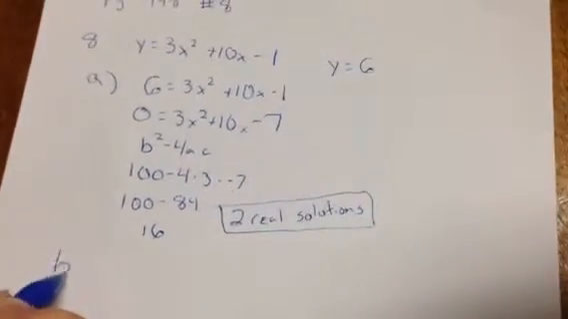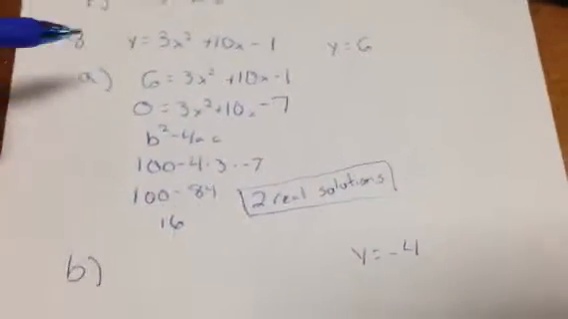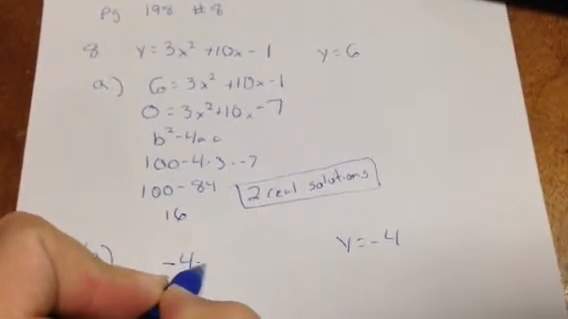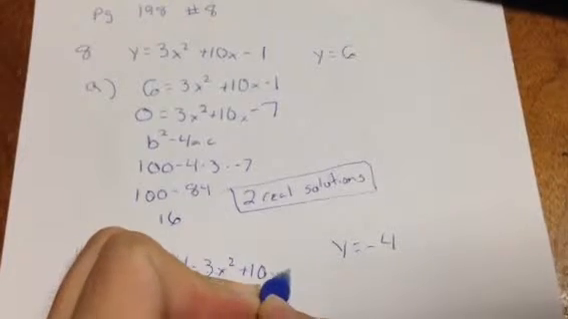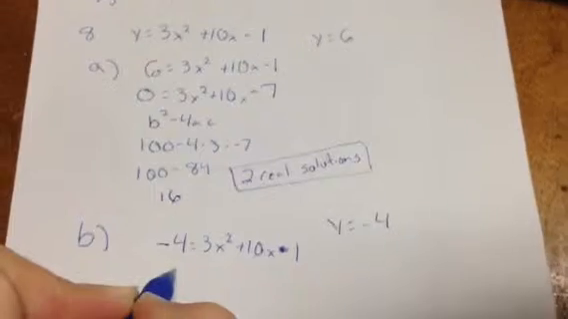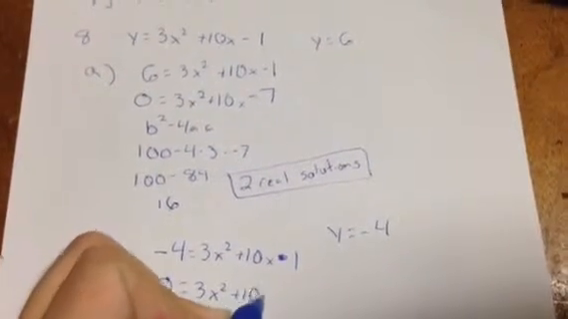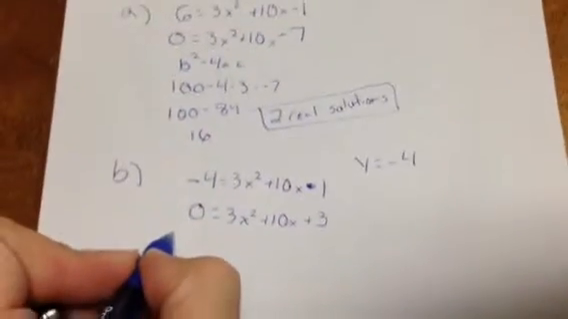Let's look at 8b next. And that's where y equals negative 4. So once again, we go through, replace the y value with negative 4. That's minus 1. We go ahead and we solve. We add 4 to both sides, so we have 0 equals 3x squared plus 10x plus 3. And we do our discriminant again.